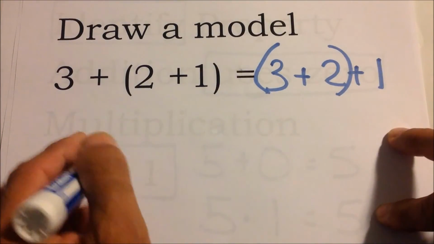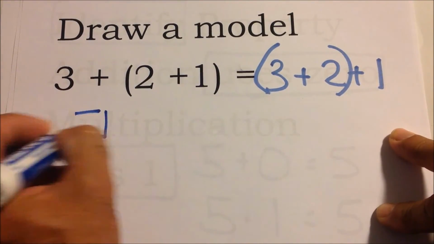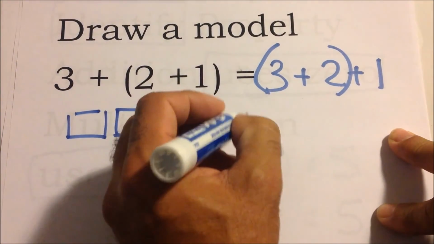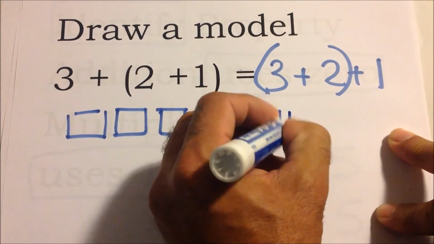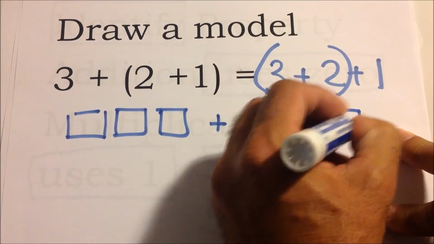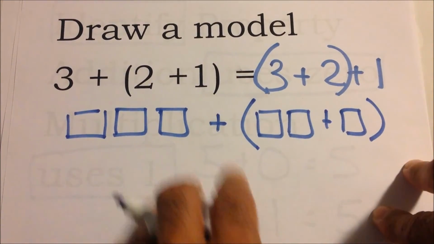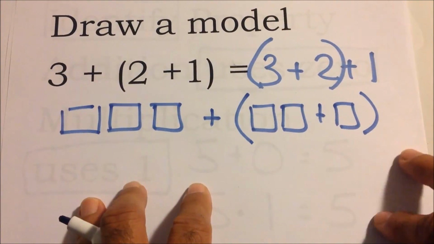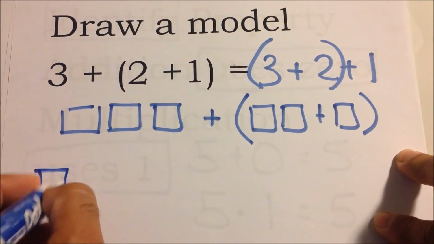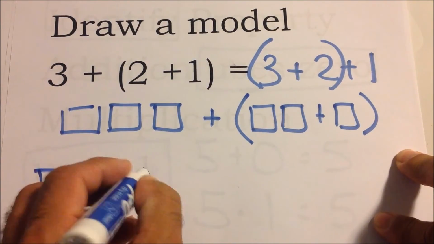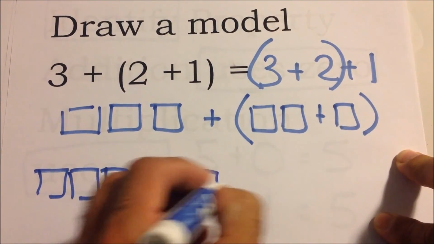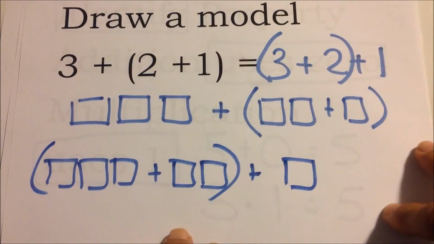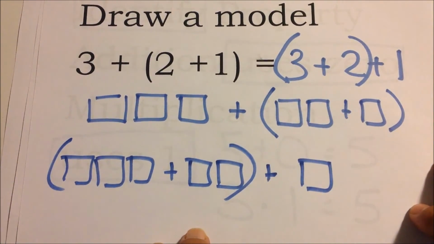Okay, well, let's draw squares. Let's say we had 3 squares: 1, 2, 3 squares. And we want to add it, in parentheses, to 2 squares plus 1 square. So we have 3 squares, plus 2 plus 1 square. We have a total of 6 squares. Is that not the same as saying we have 3 squares plus 2 squares, in parentheses, plus 1 square? Same thing. Alright, that's drawing a model.